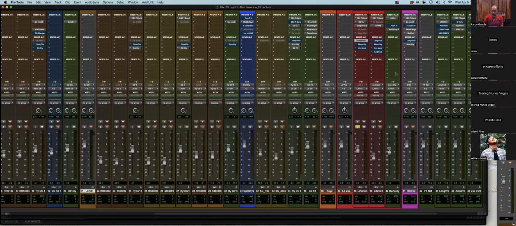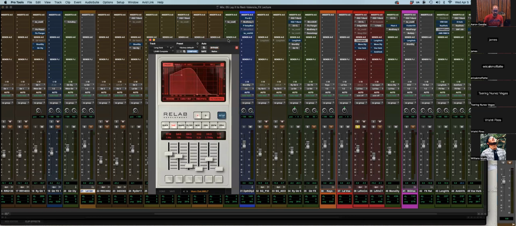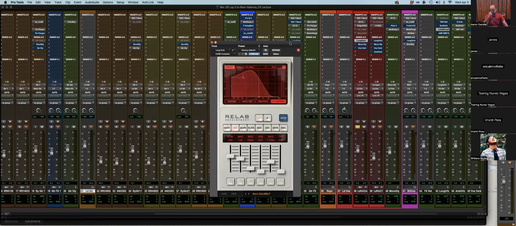So same vocal, but instead of going to the TC Electronic reverb, we're going to go to the Lexicon 480, and we're going to go to a plate.